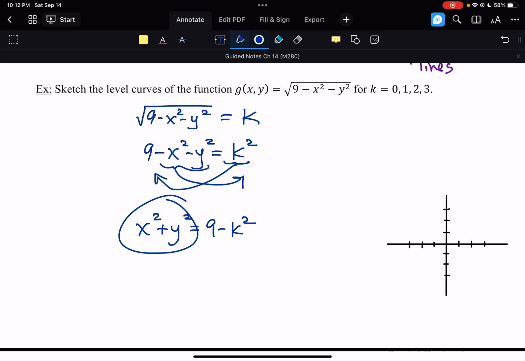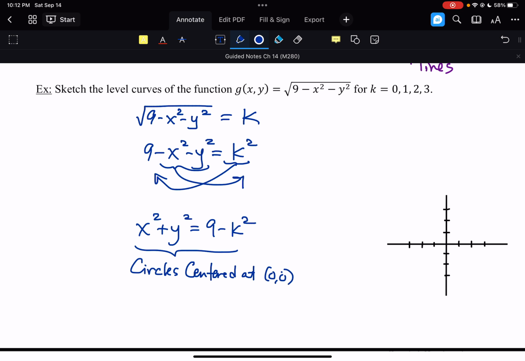This equation, just this part of it, tells us that it is a circle. So these are circles centered at the origin, so at 0, 0. And the radius value is going to be the square root of whatever this number is. So if we look at these different k values, k equals 0, we get x squared plus y squared equals 9. So that's a circle of radius 3.